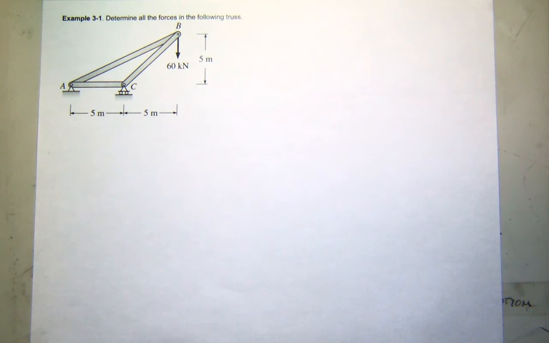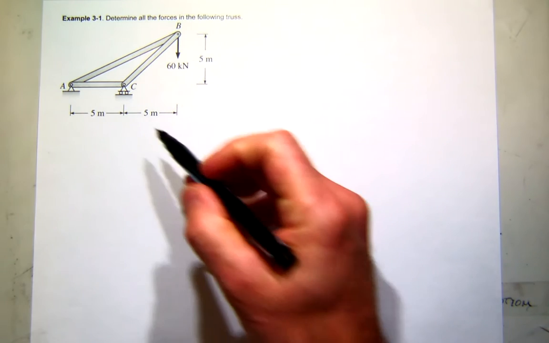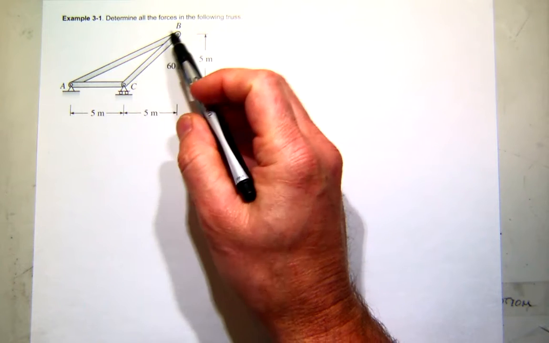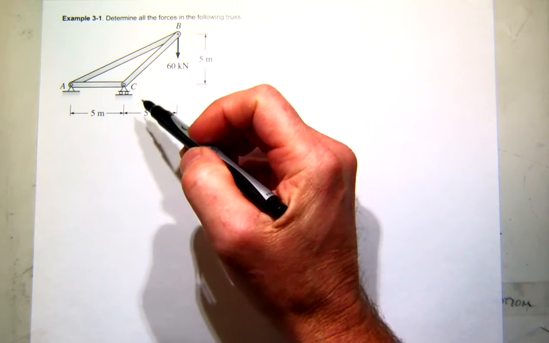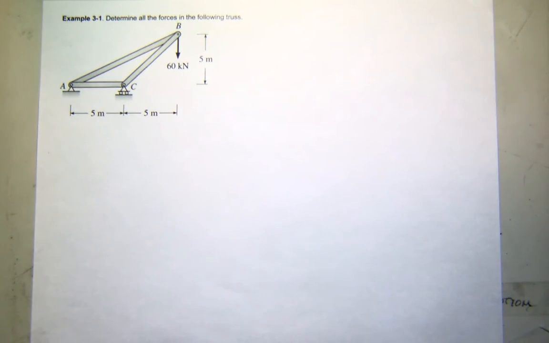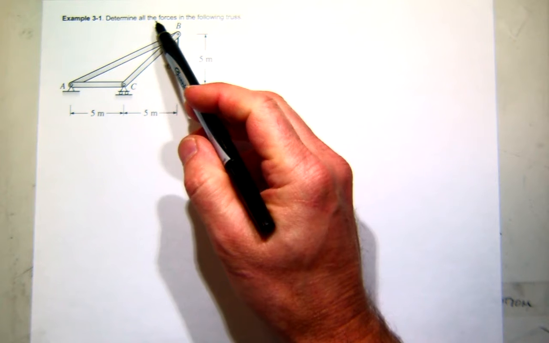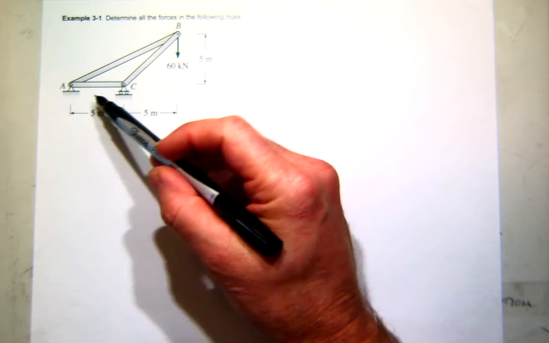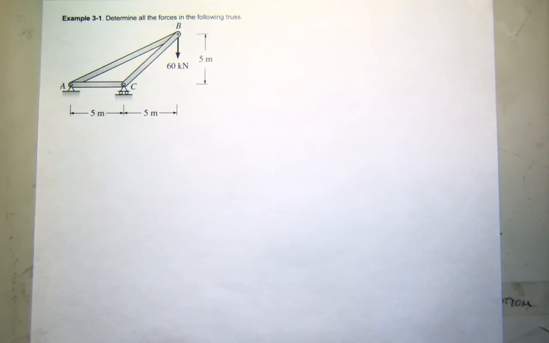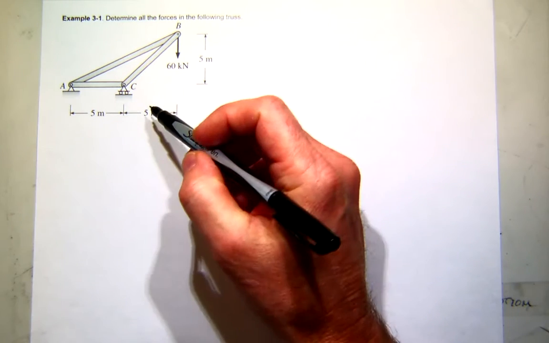Okay, so here is a problem. Pretty simple truss, 3 elements. It's triangular, so we know we have good stability. And it wants to find all the forces in the truss. A couple different ways you can go about it. Let's just talk about it for a second.